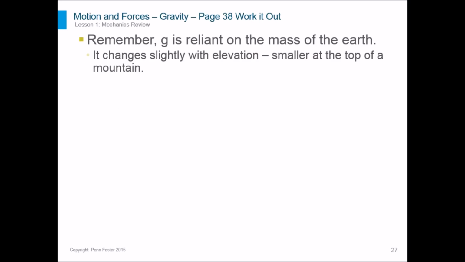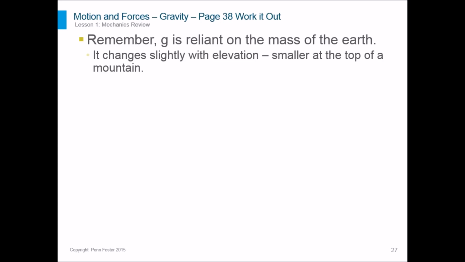Okay, here. So G is because of the mass of the Earth. Remember, G is 9.8 on Earth. It actually changes slightly with elevation. So if you're talking about somebody at sea level or at the very top of a very tall mountain several miles high, G is actually going to be a little different. It's not different enough to matter in our calculations, but you do need to know that concept.